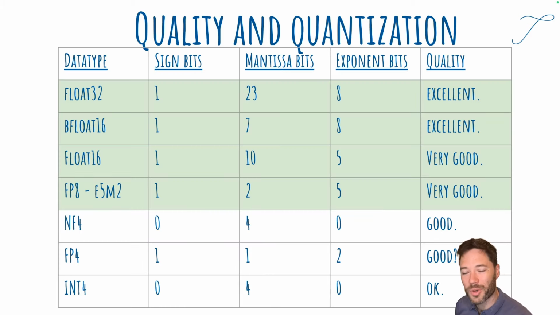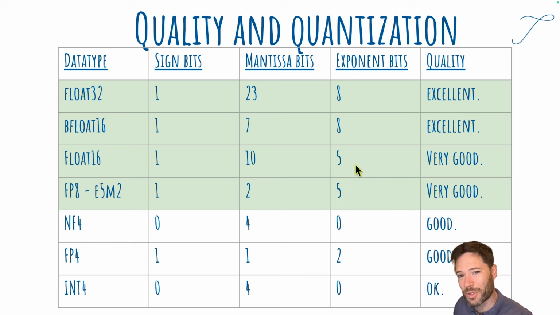So let's look at some common data types that are used in computers. One of the most common is float 32. It has 1 sign bit, 23 mantissa bits, so it's got massive precision at the front, and then 8 exponent bits to capture the range. The second most common, perhaps, is float 16 here on the 3rd row, which is 1 sign bit, 10 mantissa bits, and 5 exponent bits. So compared to float 32, it's got less precision on the front end, and it's also got less range.